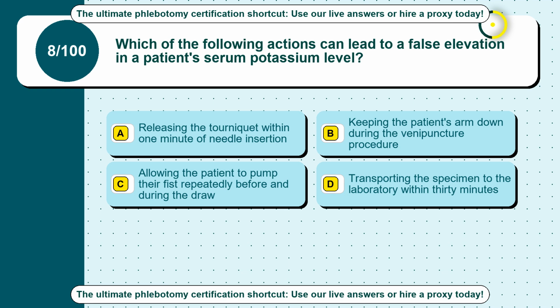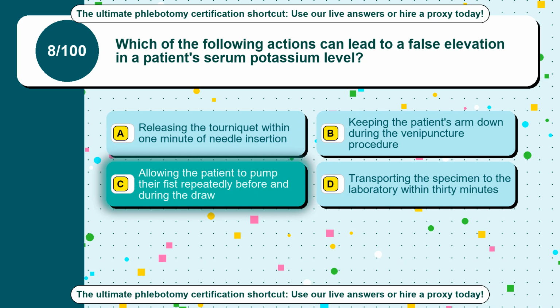Option B, keeping the patient's arm down during the venipuncture procedure. Option C, allowing the patient to pump their fist repeatedly before and during the draw. Option D, transporting the specimen to the laboratory within 30 minutes. The correct answer is option C, allowing the patient to pump their fist repeatedly before and during the draw.